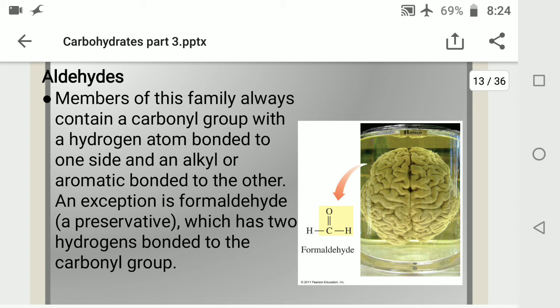An exception is formaldehyde, a well-known preservative. As we know, in our museum, our specimens are preserved in formaldehyde. It has two hydrogens bonded to the carbonyl group. The formaldehyde is CH2O, where two hydrogens and a double bond are attached to the carbonyl group.